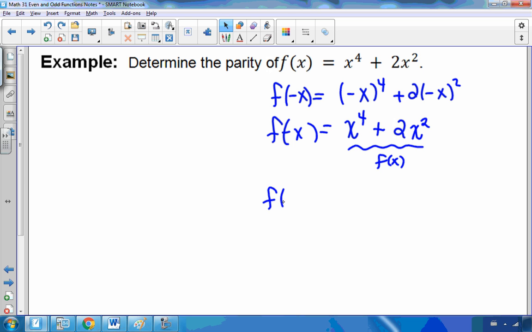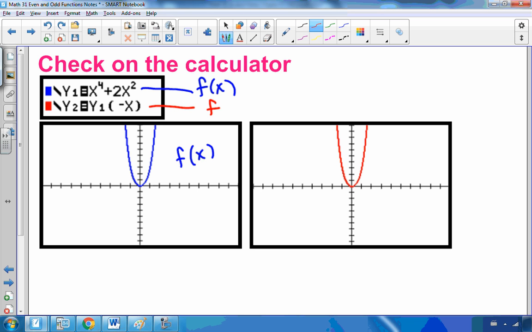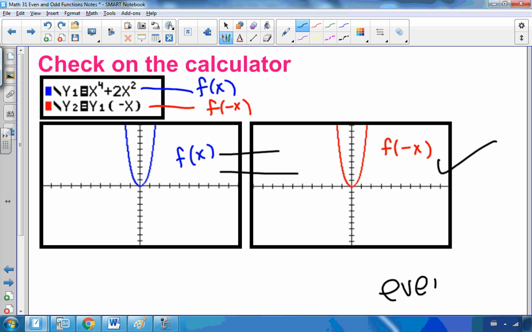So since f of negative x equals f of x, I can therefore say that f of x is an even function. Let's just check that graphically. You can see here in y1, I put f of x. So this is the graph of f of x. And then you can see in y2, I put the graph of f of negative x. This is the graph of f of negative x. You can see comparing those two graphs that they are in fact equal. So that tells me that yes, it is an even function.